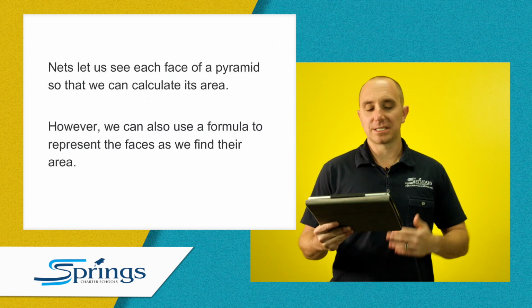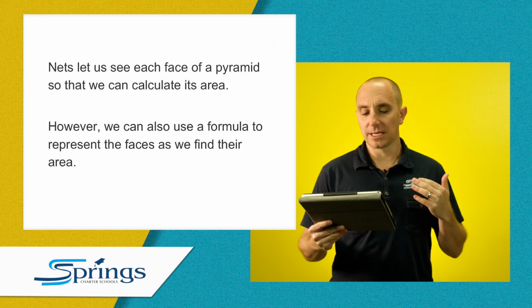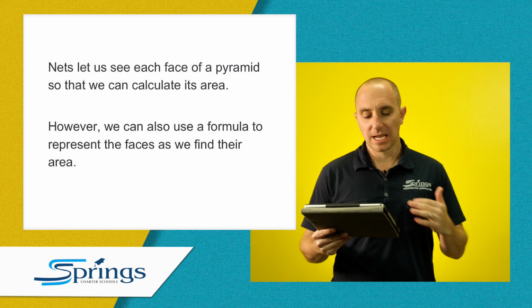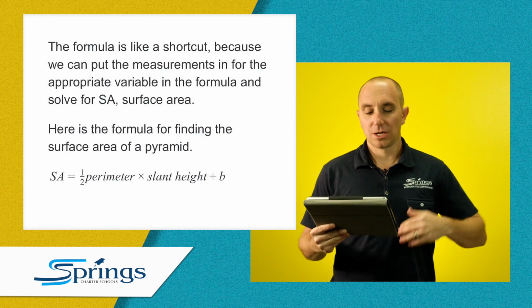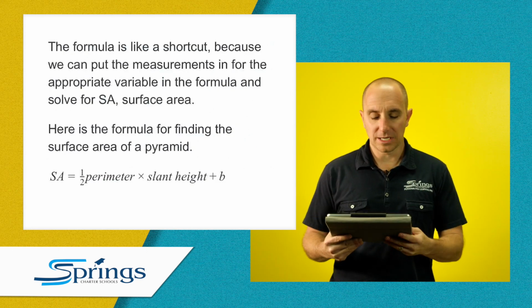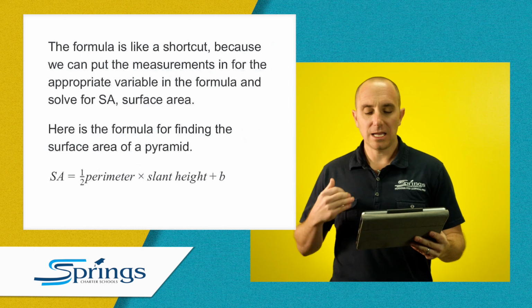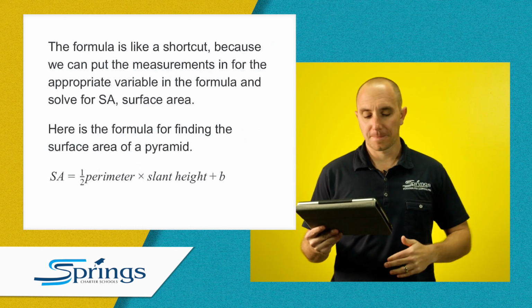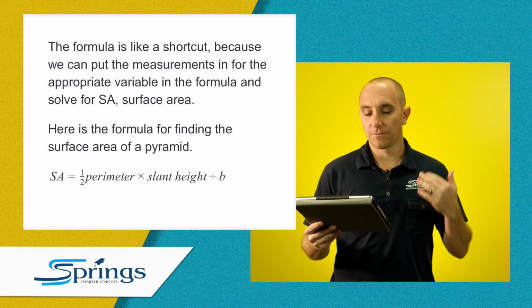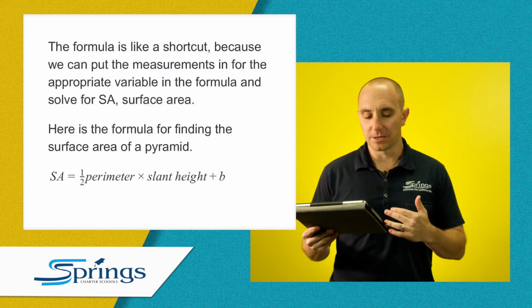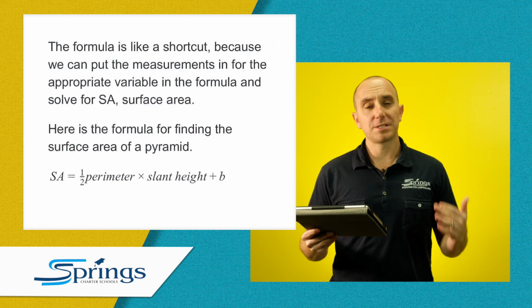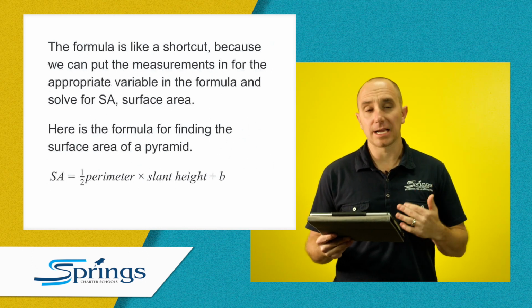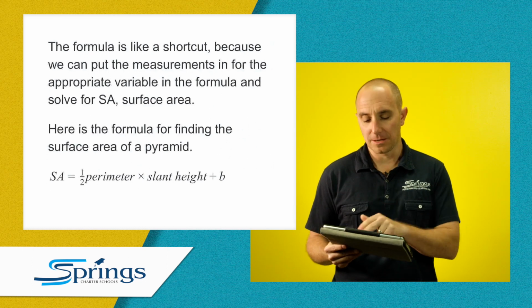Nets let us see each face of a pyramid so that we can calculate its area. However, we have to use a formula to represent the faces as we find their area. So the formula is like a shortcut because we can put the measurements in for the appropriate variable in the formula and solve for surface area. So here's the formula for finding the surface area of a pyramid. So we have surface area is equal to 1/2 perimeter times slant height plus base, plus B.